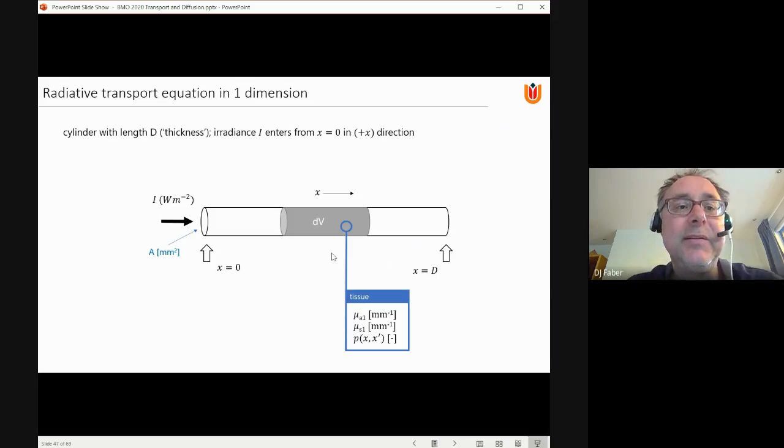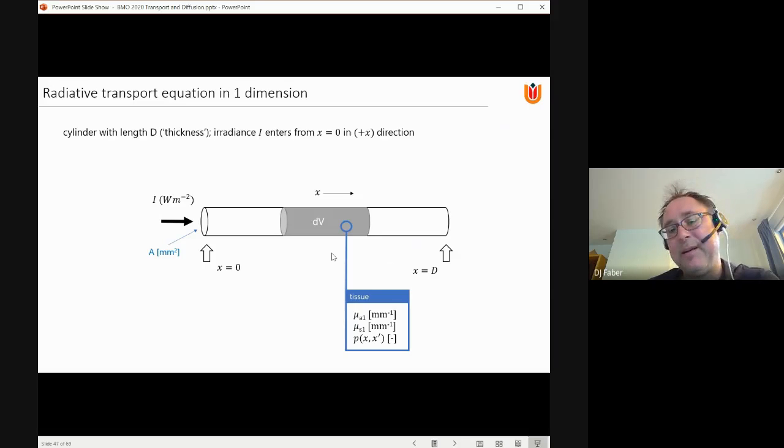So let's first consider a cylinder with length d. The drawing says thickness here, but the length of the cylinder is a better term. An intensity or a radiance I enters from x is 0 in the plus x direction. So that is what you see on the left-hand side in the drawing. I in watts per square meter. Okay, I said 1D, but for argument's sake let's define a very small area so that we can get rid of the per meters later on. Then the end of the cylinder is at x equals d, so the total length is d.